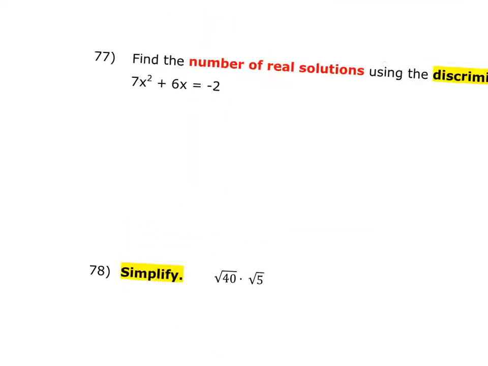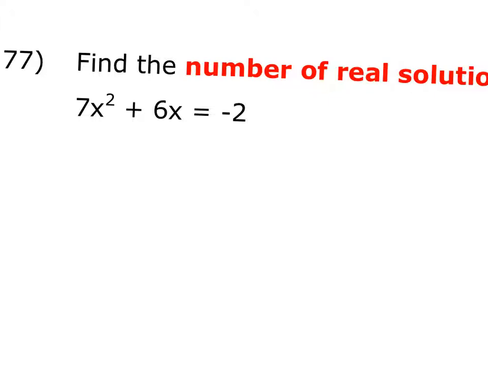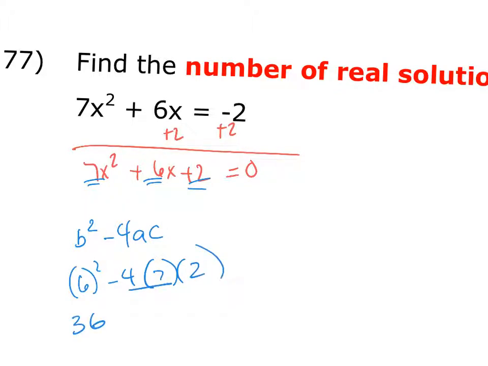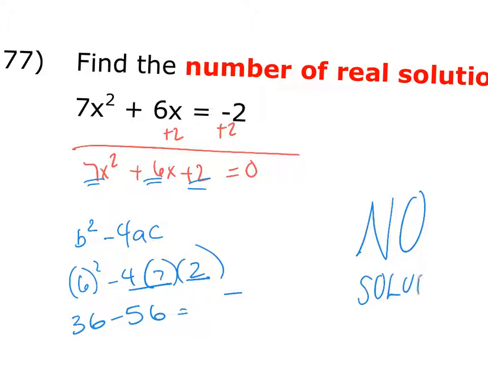Same thing for number 77. Please remember to put it in standard form before you do anything. That means we're going to have to add 2 so that you get 7x squared plus 6x plus 2 is equal to 0. And then b squared minus 4ac. b is 6, so 6 squared minus 4 times a, which is 7, and c, which is positive 2. 36, 28 times 2 is 56. 36 minus 56 is going to give you a negative number, so no solutions.